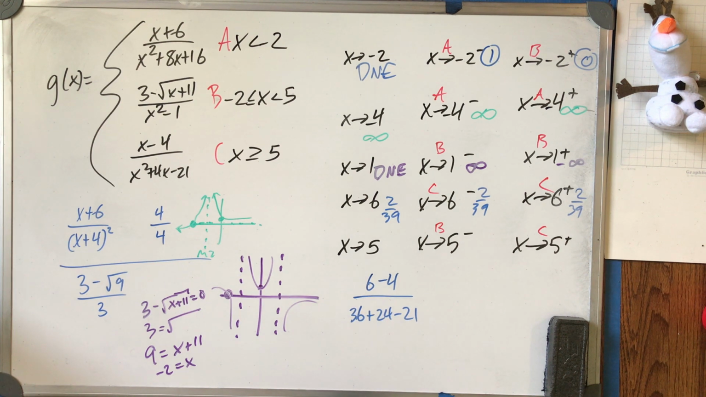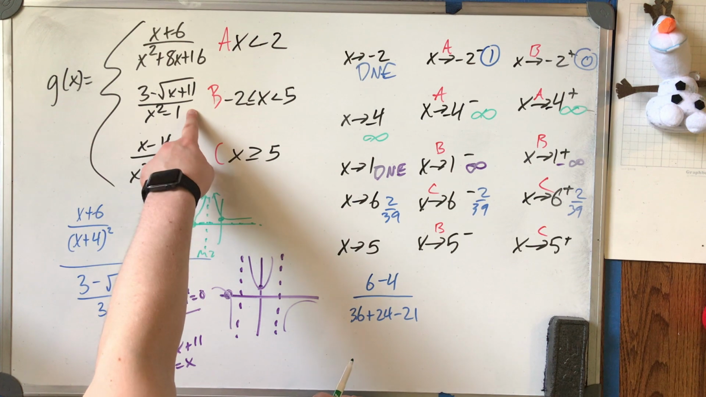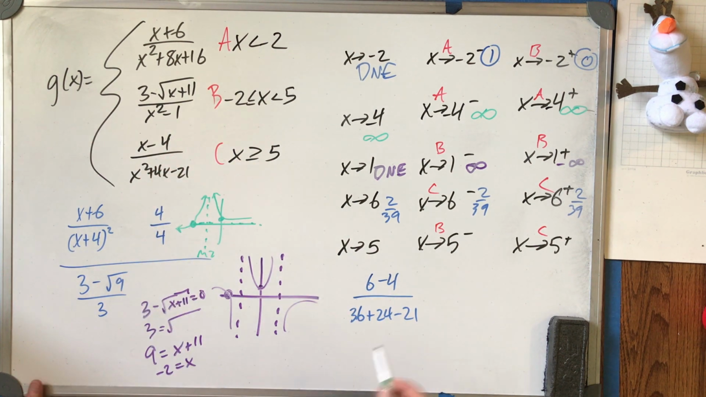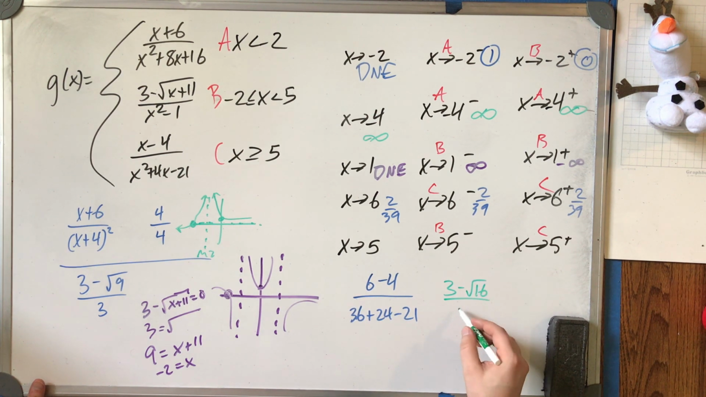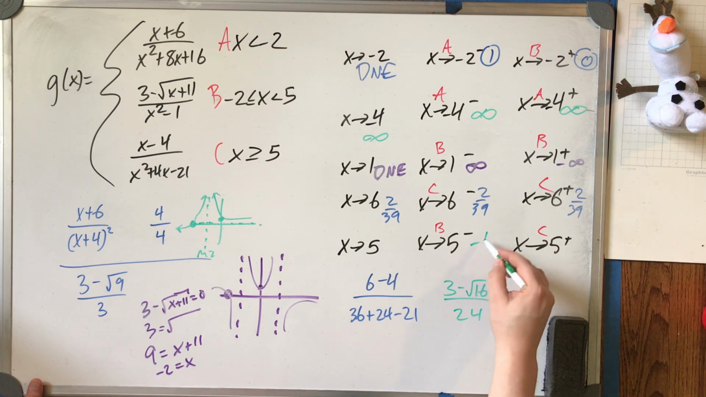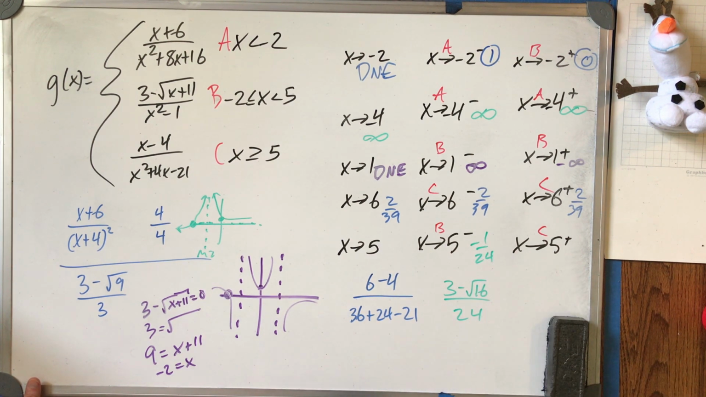Last but not least, as x approaches 5, so in this equation, we can just try direct substituting. Okay, so I'll do that. That's going to be 3 minus, that'll be the square root of 16 all over 25 minus 1, so that's 24. So this is going to be a negative 1/24 when I simplify that.